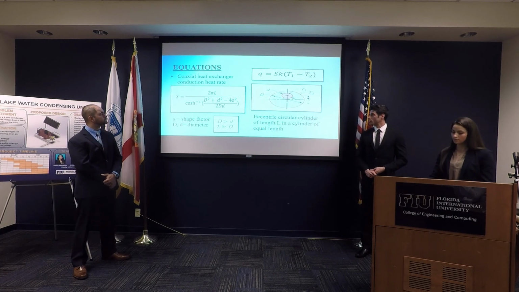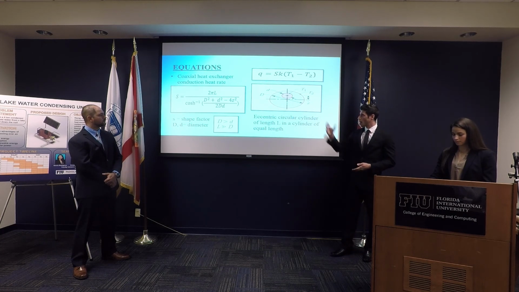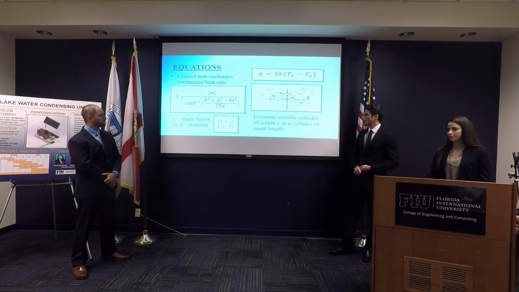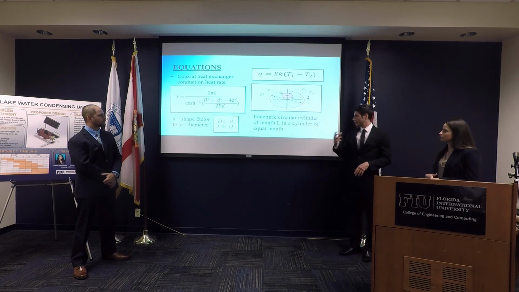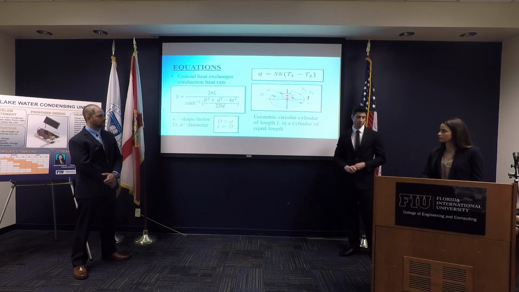For our analysis, we're going to use the following heat rate equation in order to determine the heat rate for the coaxial heat exchanger that we're going to use, where S here is our shape factor, given the fact that the geometry of our coil is going to be an eccentric circular cylinder.